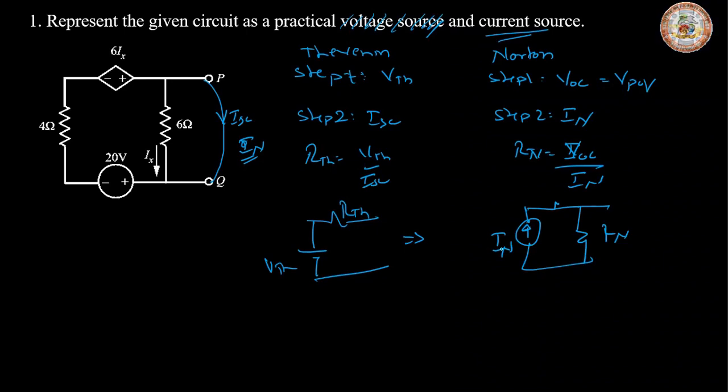So VTH is open circuit voltage across load. VOC is also the same, open circuit voltage across the load. ISC is short circuit current through the load. IN is also short circuit current through the load. So in this way, we can say both theorems are near to the same variables.